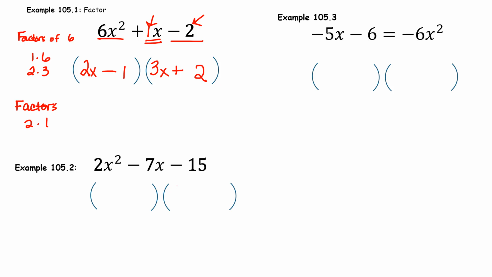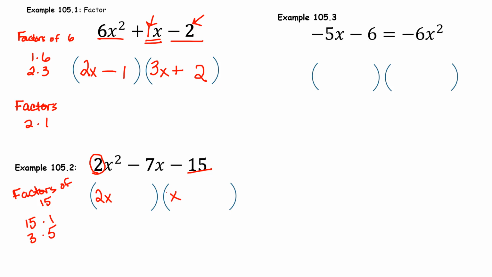All right, so let's look at the next example. Your leading coefficient on this one is 2. There's only 2 factors of 2, and they are 2 and 1. So I can be absolutely sure that this needs to be 2x and this needs to be x, because there's no other way to get 2x squared. And then here I've got 15. The factors of 15 are 15 times 1, 3 times 5, and 5 times 3. Those are the only possibilities.